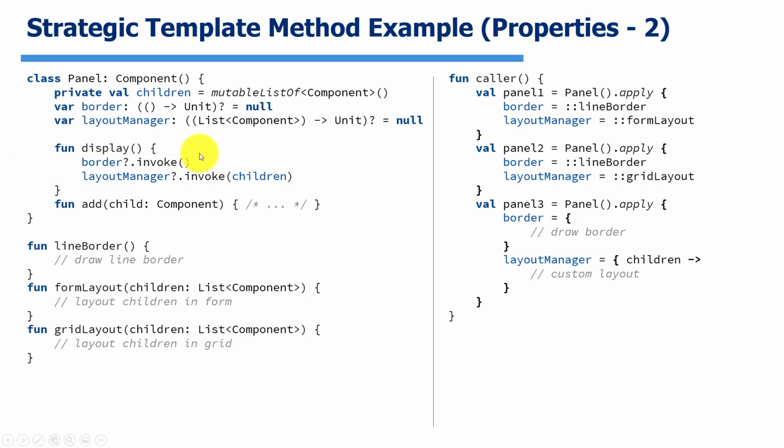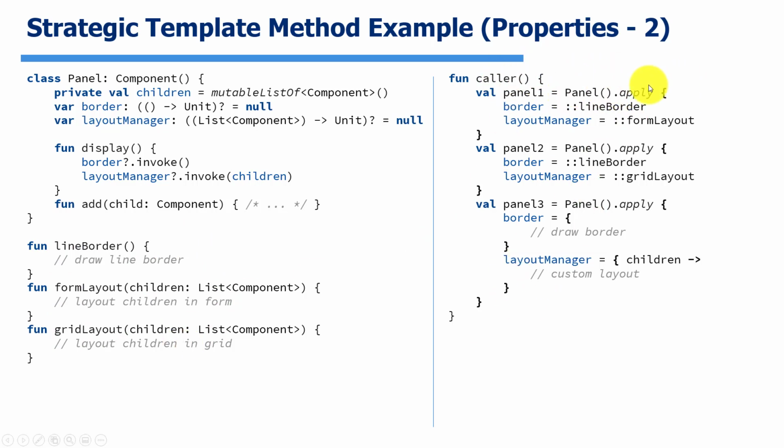But I find this a little bit cleaner to read because you don't need the extra for each around it. So if we have a border, call it. If we have a layout manager, call it. And then we define the common stuff as functions, or you could have these defined as values where the value is a lambda. So we have our line border, how to draw them, our form layout, grid layout, how to use those. And then in our caller, we can just pass those in.